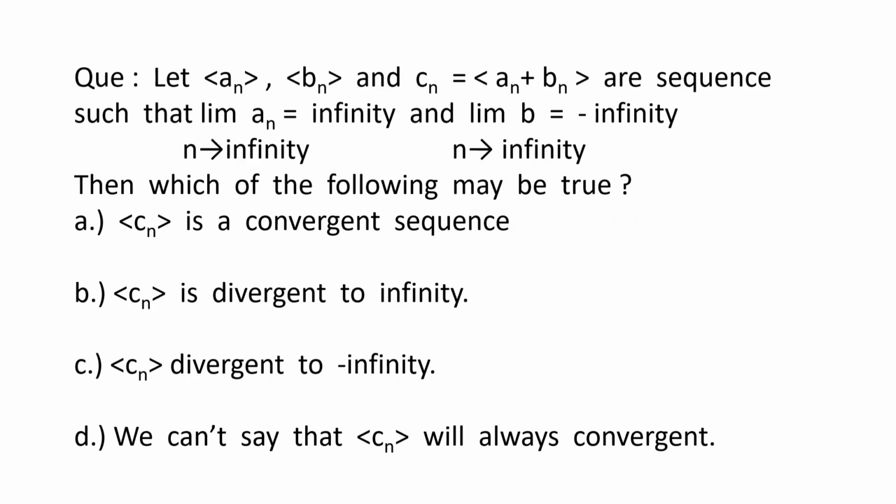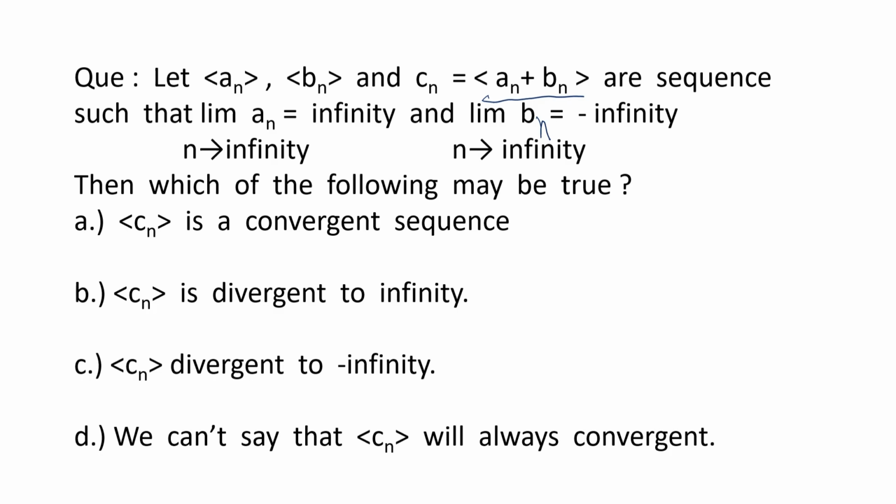Now we learn this with the help of an example. Let the sequences a_n and b_n be two sequences and c_n be equal to a_n plus b_n, such that the limit as n tends to infinity of a_n is infinity and the limit as n tends to infinity of b_n is minus infinity. Then which of the following may be true? We are given four options.